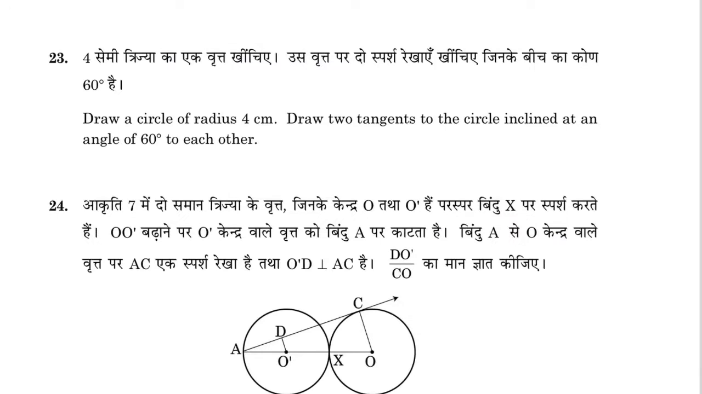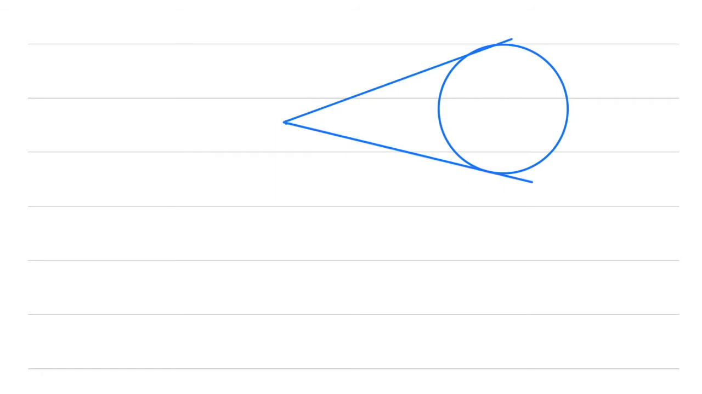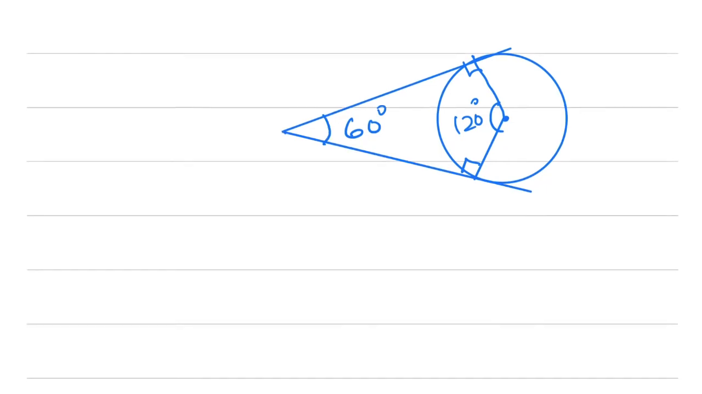Question number 23. This question is on construction. So first we have to draw a circle of radius 4 centimeter. Then we have to draw two tangents, and these two tangents are inclined at 60 degree. So we know if we draw line from the center to the point of contact, then this angle will be 120 degree because these are perpendiculars. So angle sum property of quadrilaterals. Let this point be T, O.